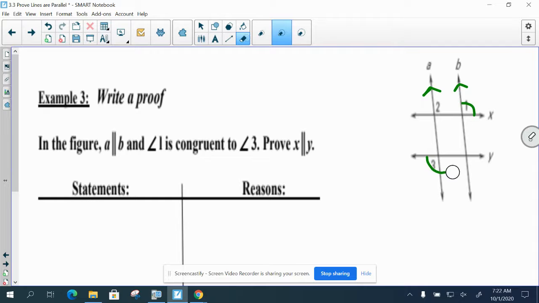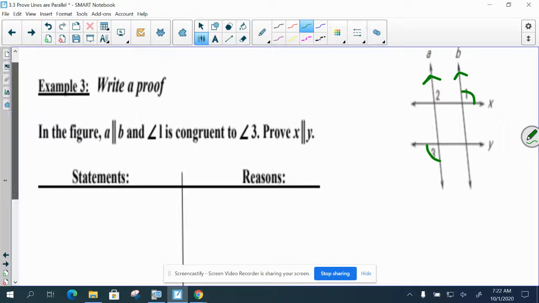One thing I want you to notice: are angles 1 and 3 alternate exterior angles? Think about it. The answer is no, because they don't share a common transversal. The transversal for angle 1 would be line B, the transversal for angle 3 would be line A. 2 and 3 are alternate exterior angles, but 1 and 3 are not. So even if 1 and 3 are congruent, we can't say that lines X and Y are parallel quite yet because we need them to be alternate exterior. All right, so let's write a proof.